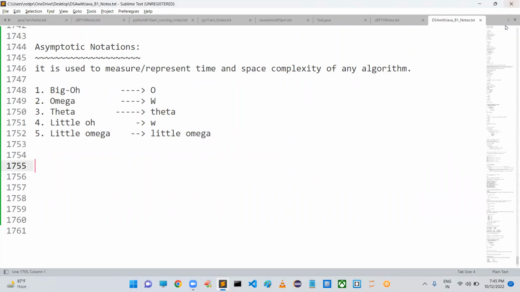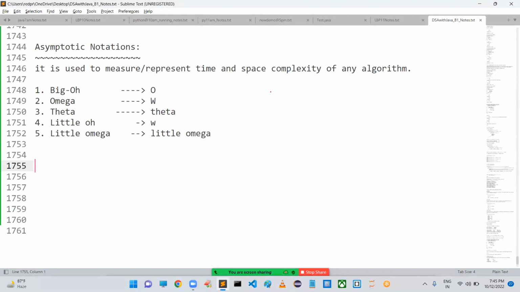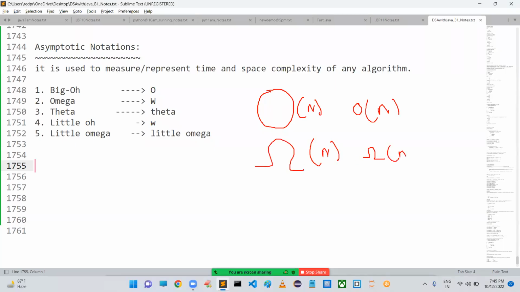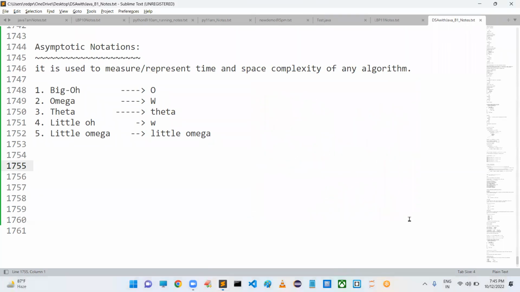So do you remember? I think we are going to use these symbols. Big O is represented like this. Small o is represented like this. Big O of n, so small o of n. Omega means like this, I think. So omega of n, little omega of n in small letters. Theta, you know very well, the trigonometric function. So theta of n. These are the various representations we are using for time and space complexities.